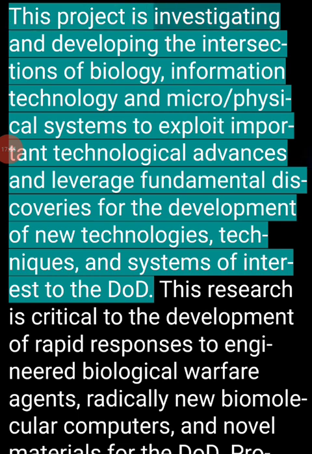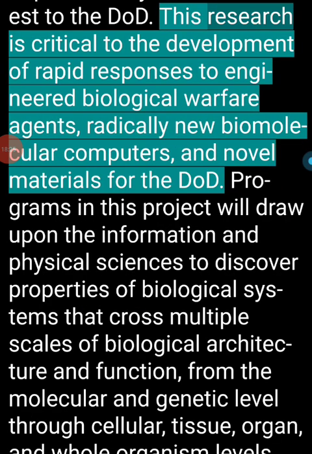This project is investigating and developing the intersections of biology, information technology, and microphysical systems to exploit important technological advances and leverage fundamental discoveries for the development of new technologies, techniques, and systems of interest to the DoD. This research is critical to the development of rapid responses to engineered biological warfare agents, radically new biomolecular computers, and novel materials for the DoD.